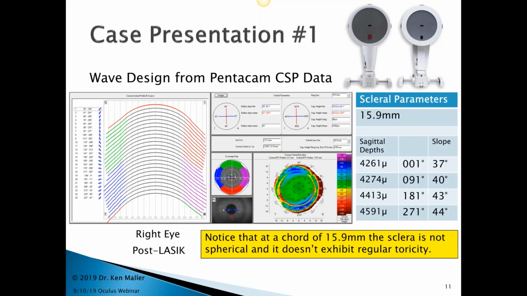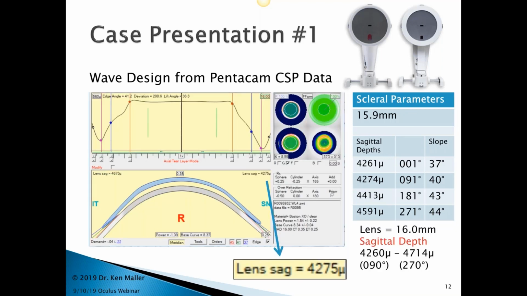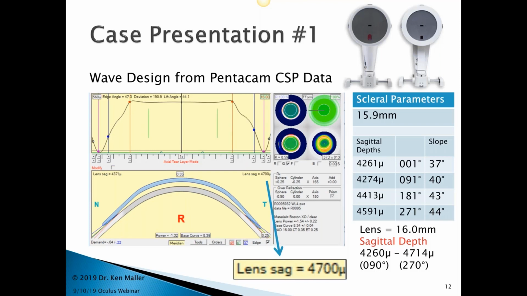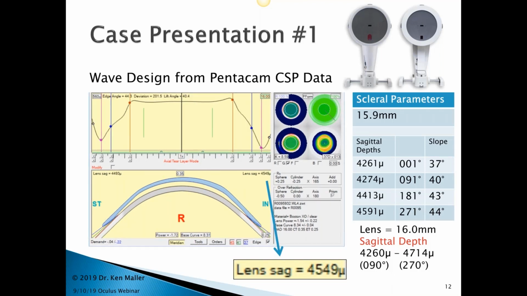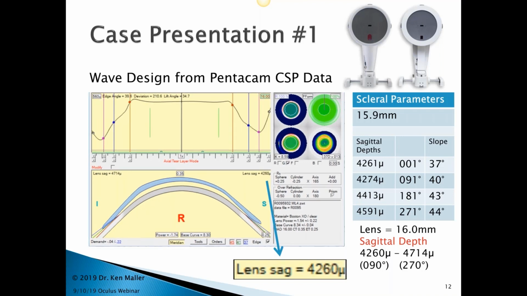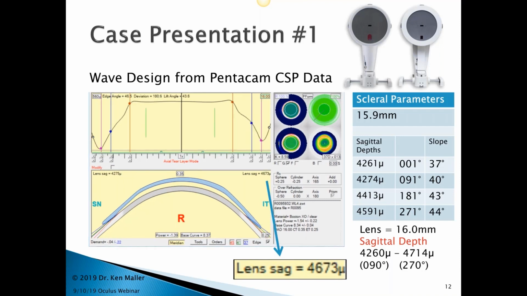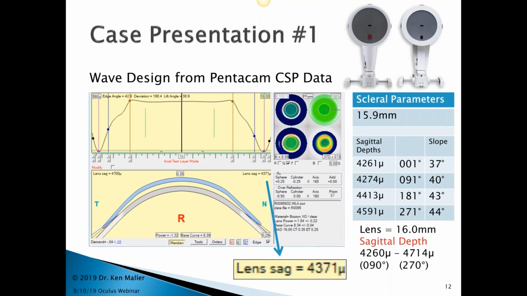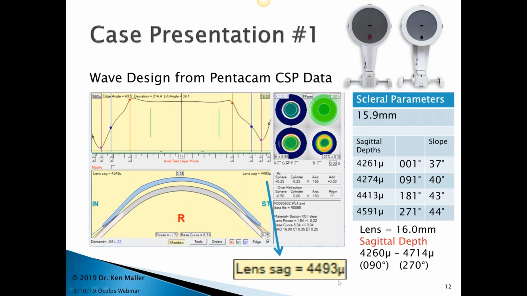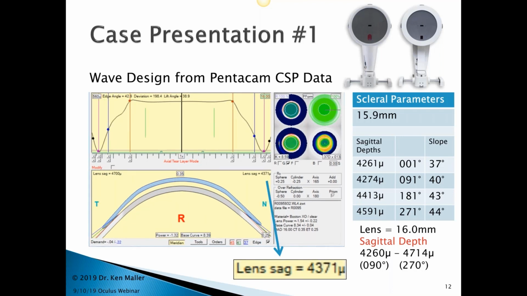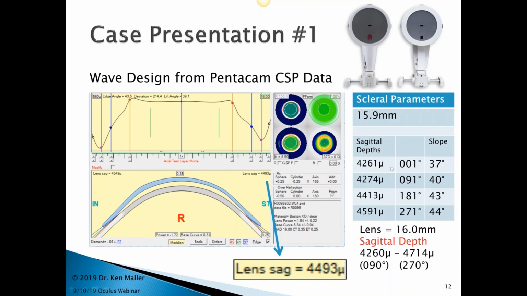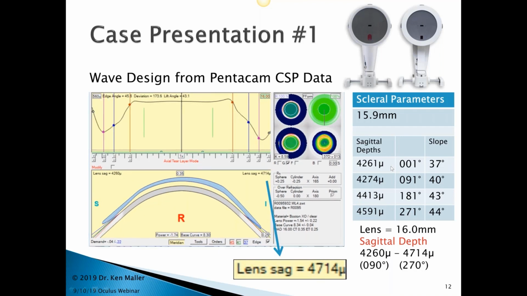Anyway, as we move forward, this is the Wave screen. For those of you who are not familiar, Wave goes around 360 degrees, showing the shape of the lens and the lens in reference to the cornea and scleral shape as it rotates around. I've blown up down here at the bottom the actual lens sagittal depth that I use for this particular lens. And in the upper right, I've put the scleral parameters that were given to us by the Pentacam CSP software.